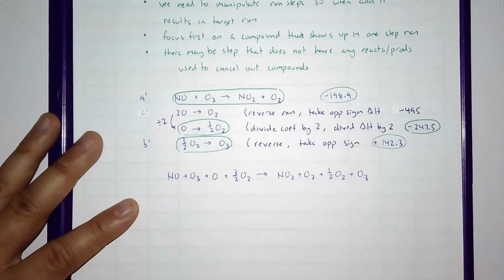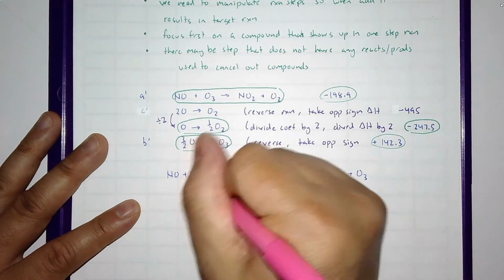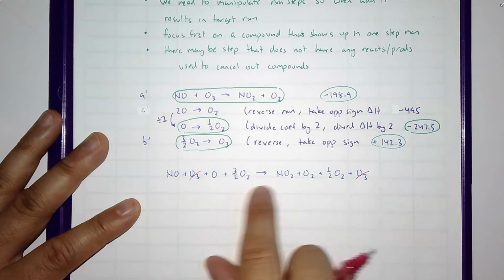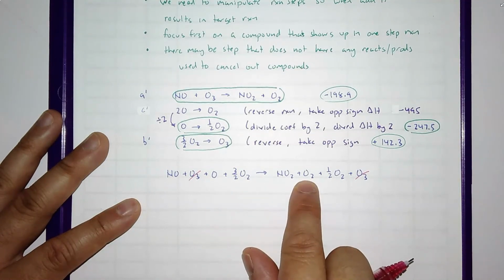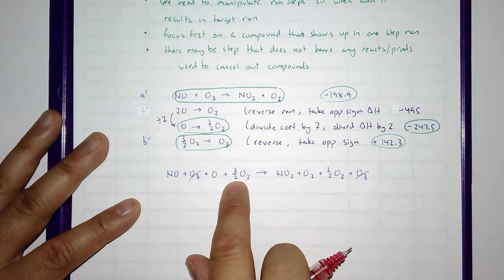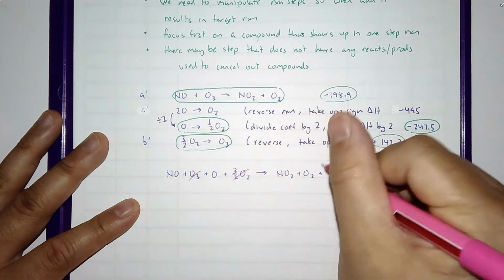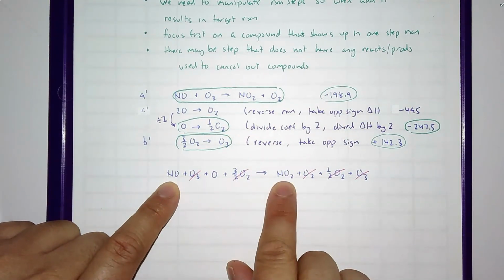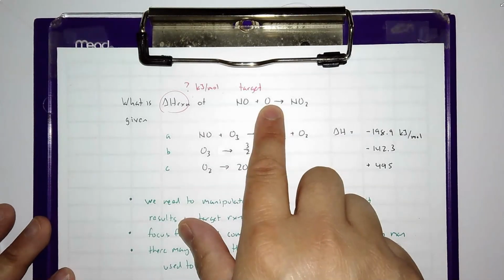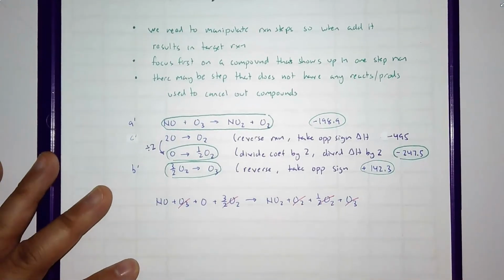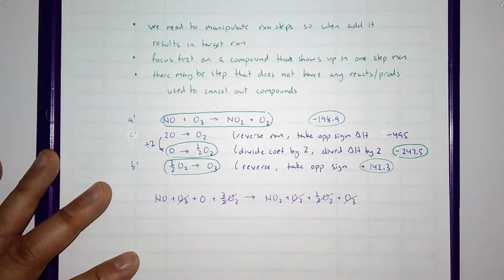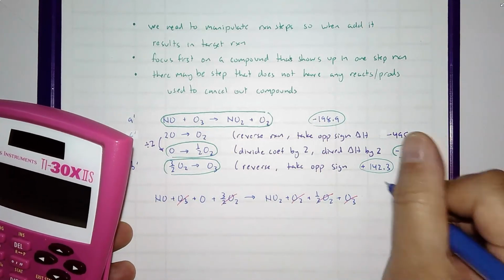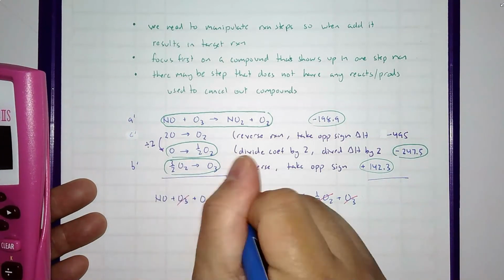Well, take a look at this. O3 is on both sides. 3/2 O2 is the same as 1 O2 plus a half O2. This is 1.5. This is 1.5 also. Those cancel out. Do you see how I'm left with NO plus O gives me NO2? Oh, and that's our target right there. So if your individual reactions add up to the target reaction, then all you have to do is add up your delta H's. So literally we're doing an addition.